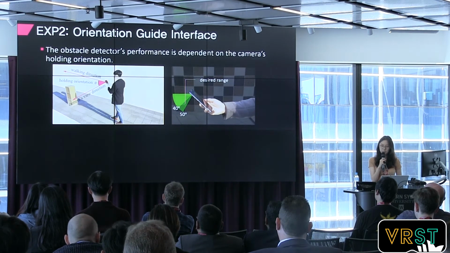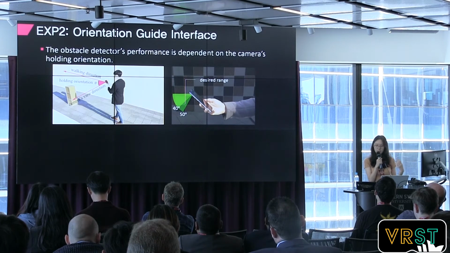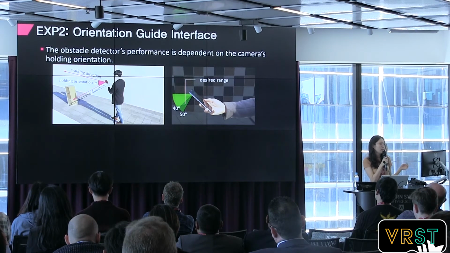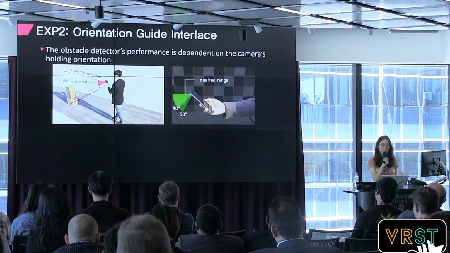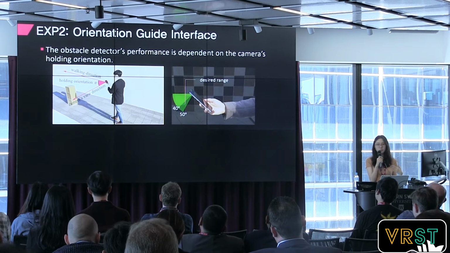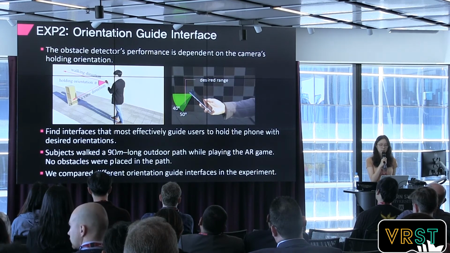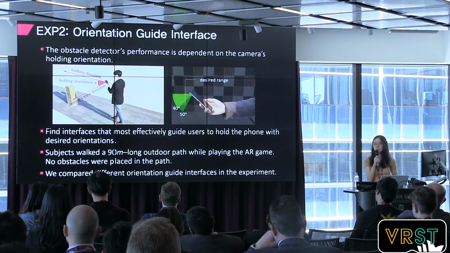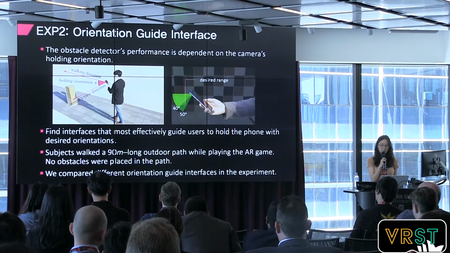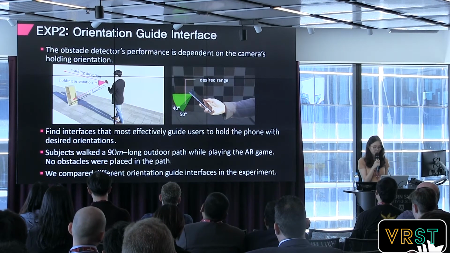Next up is experiment 2. Understand that the obstacle detector's performance is highly dependent on the orientation in which the smartphone camera is held. The figure on the left shows that the holding orientation indicates the angle between the walking direction and the camera's view direction. If the camera is held too high or too low, the environment won't be properly examined. Hence, we should find interfaces that most effectively guide users to hold their smartphone with desired orientations, which in this experiment is set to 40 to 50 degrees.